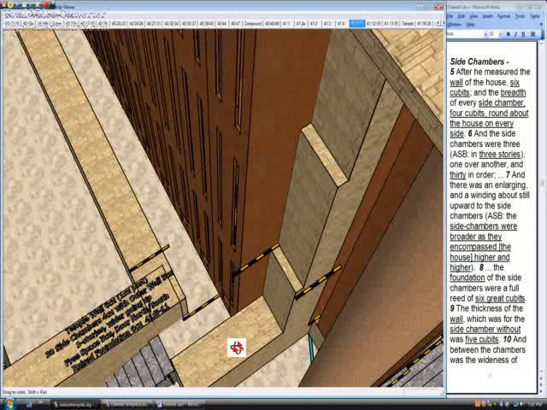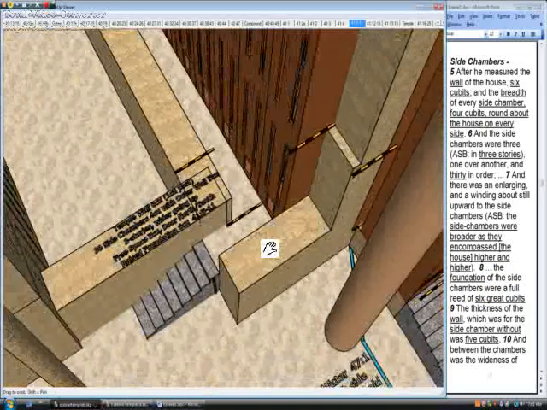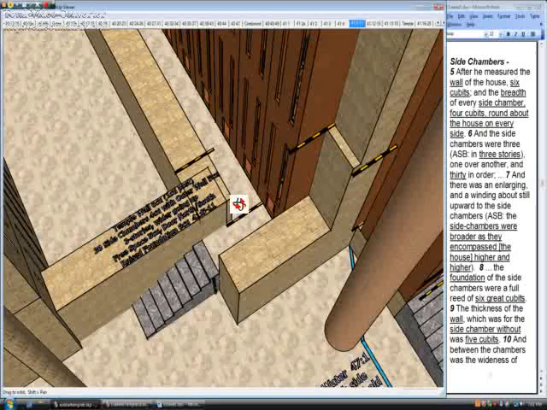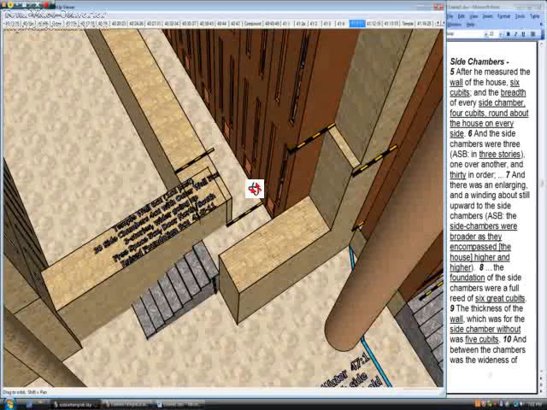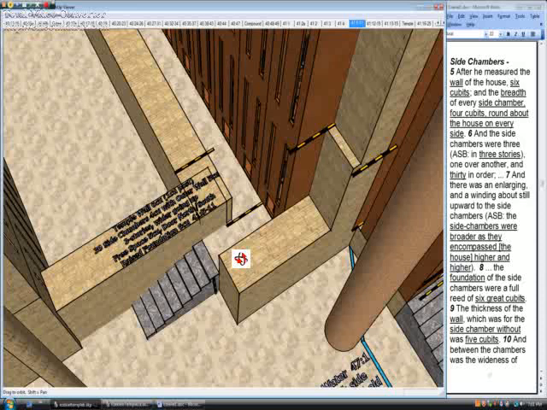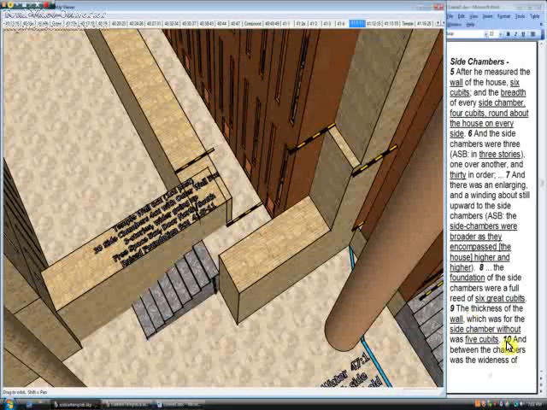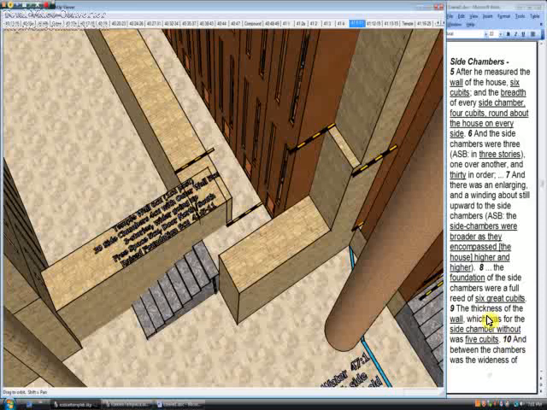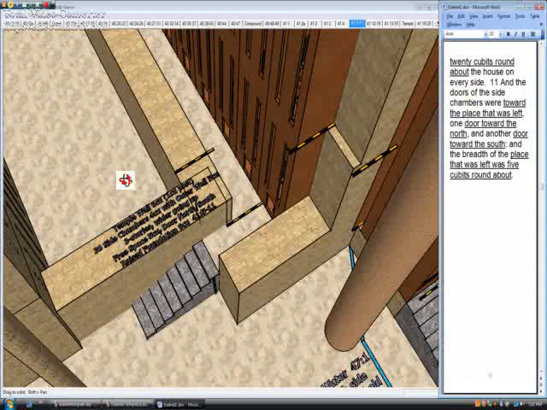The foundation of the side chambers were a full reed of 6 cubits. That's right here. So this temple sits higher than everything else by 6 cubits, including its roof is higher by 6 cubits. And then the thickness of the wall for the side chambers without, that's this wall, is 5 cubits. And between the chambers is a wideness of 20 cubits roundabout. That's talking about this part called the separate place. We'll see it more.